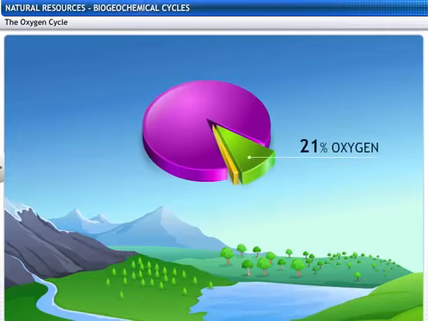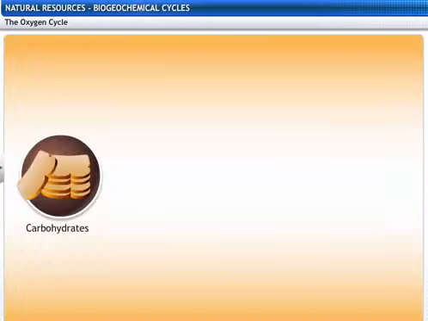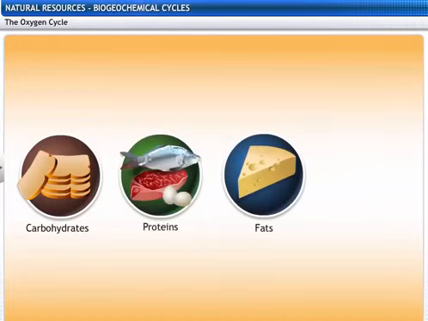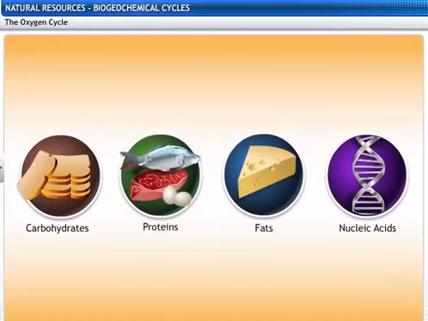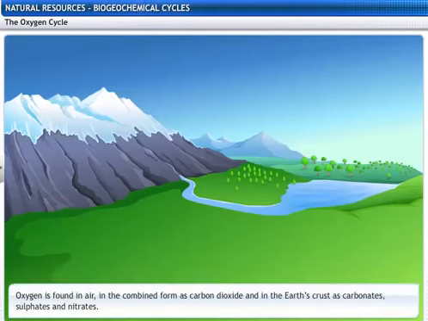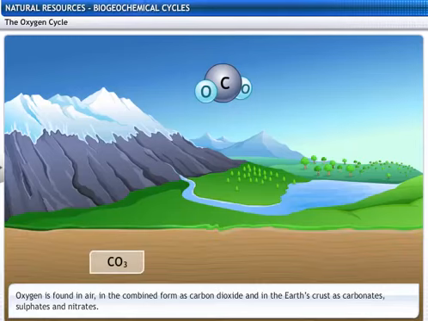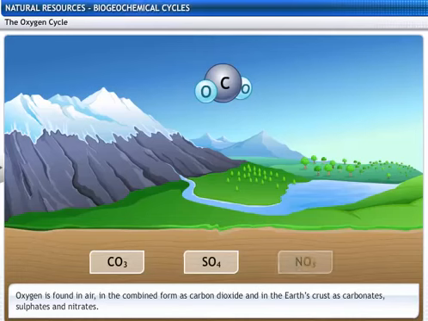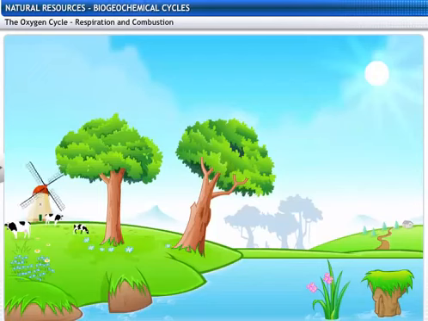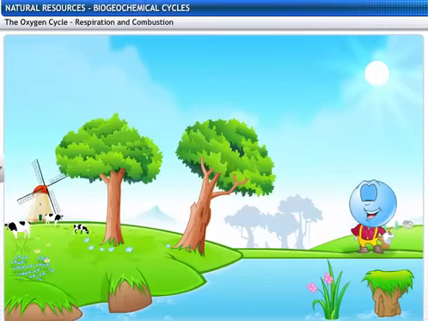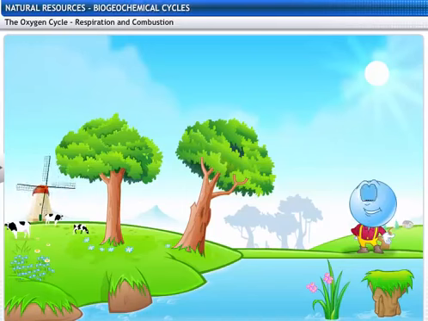Oxygen makes up 21% of the air and is an essential constituent of carbohydrates, proteins, fats, and nucleic acids. Oxygen is found in air, in the combined form as carbon dioxide, and in the Earth's crust as carbonates, sulfates, and nitrates. Here's a detailed look at how the cycle works.